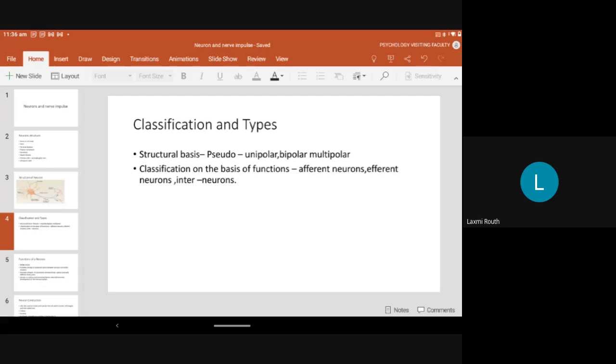The first type is the pseudo-unipolar, also known as simply unipolar neurons, because it has one axon that separates from the soma and branches into two sections. These neurons are involved in only the sensory functions. Now, what are the sensory functions? That means the sensations of eye, ear, nose, touch, and taste. So these are sensory functions only.